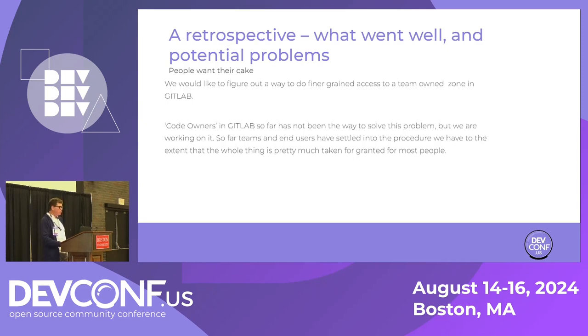So another thing, we would like to figure out how to do fine-grained access so we don't have a role as a gatekeeper. We've had colleagues who are quite familiar with GitLab suggesting that code owners might be a way of doing it. I've investigated it to my satisfaction that it doesn't achieve what we want, which is per-file owners. It allows per directory, from what I recall, but not per file.